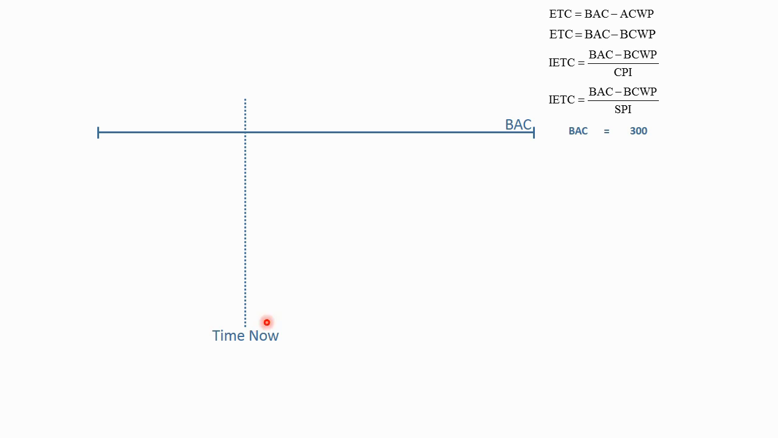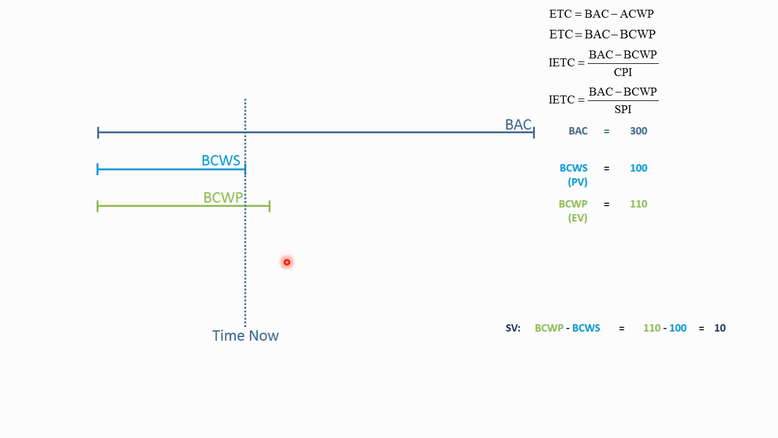Okay, another example. So these are all of our ETC calculations that I've shown you thus far. Again, our budget's 300. Budgeted cost of work scheduled is always 100. That's our plan value. In this case, the budgeted cost of work performed is 110 hours. So we're ahead of schedule.